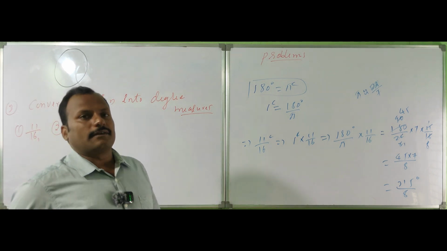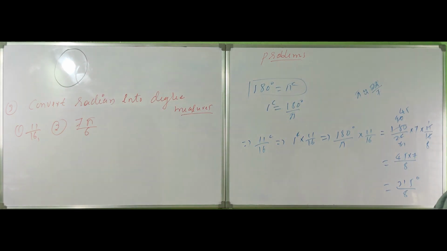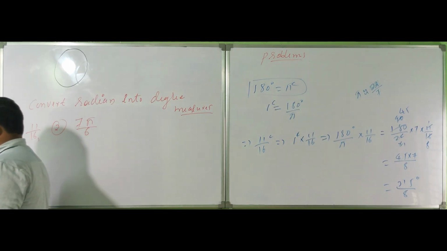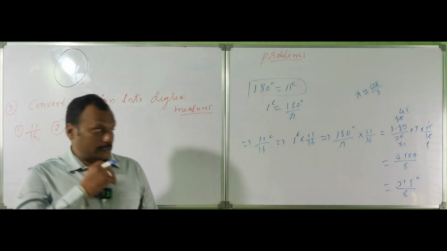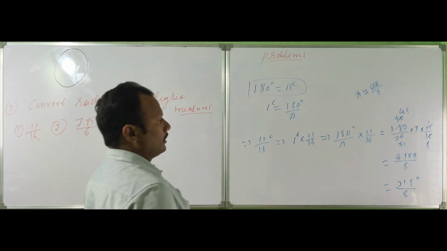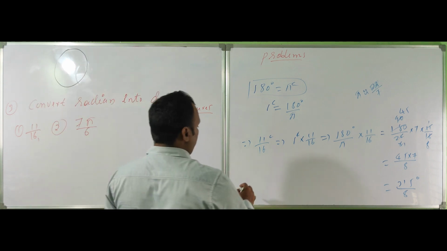In terms of seconds and minutes. Again, 315 by 8 in terms of degree. In terms of seconds and minutes, just the continuation part is: write in the mixed form.